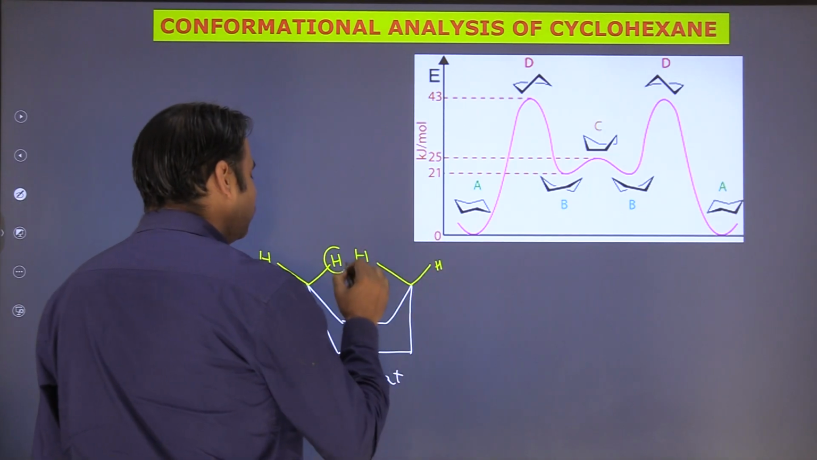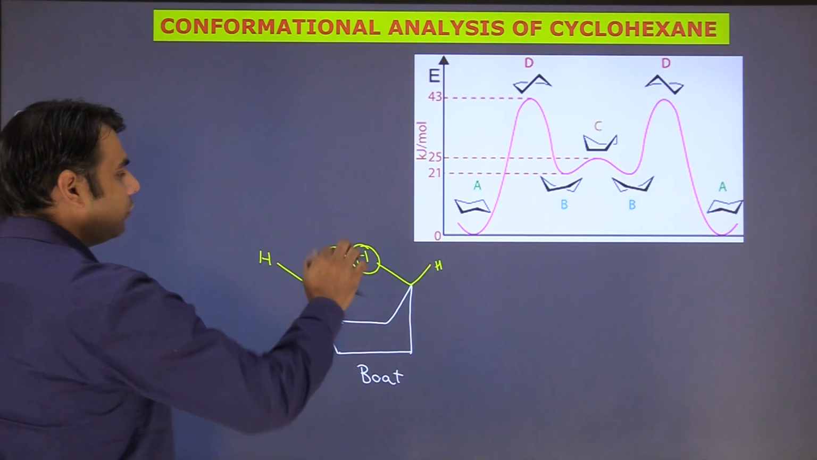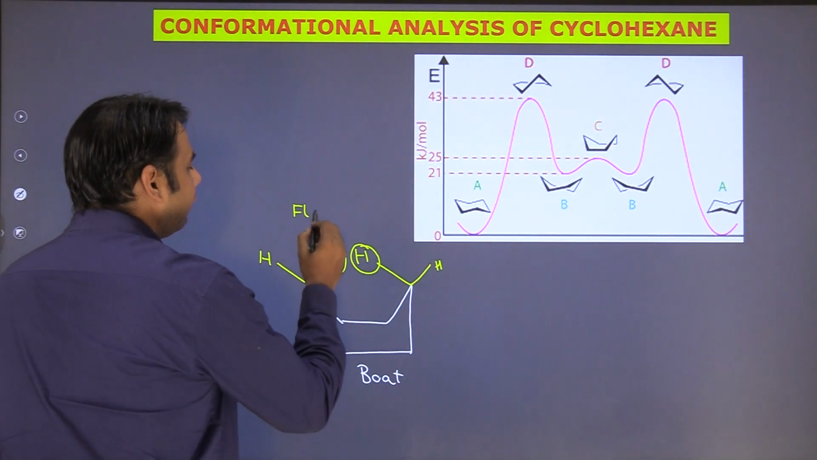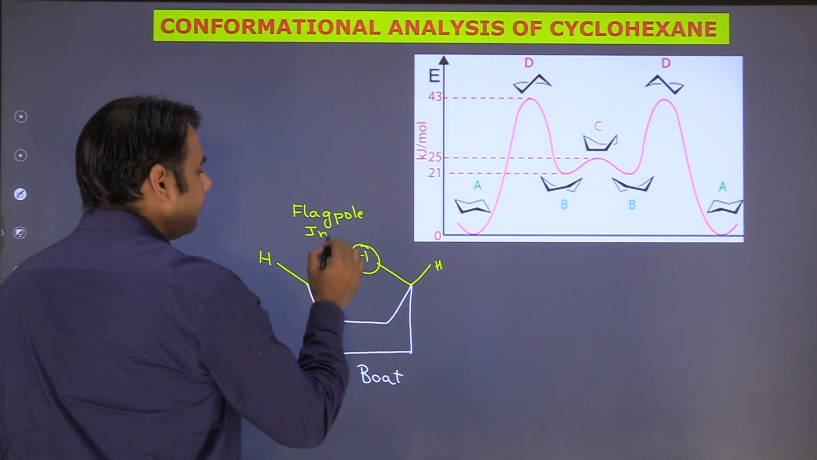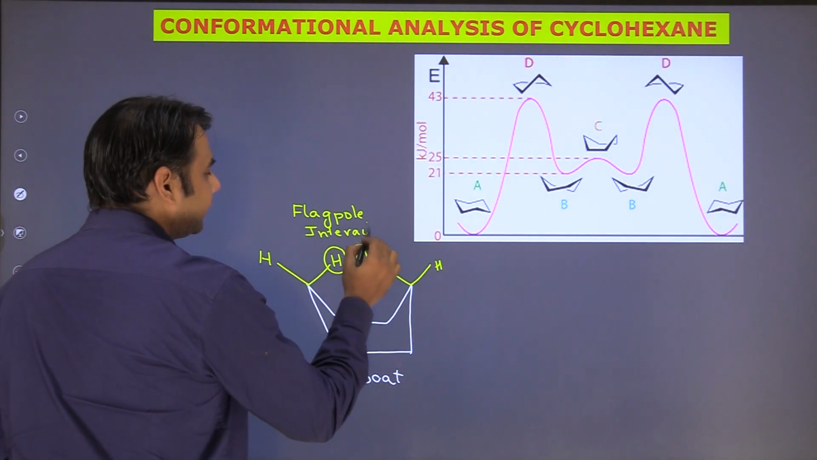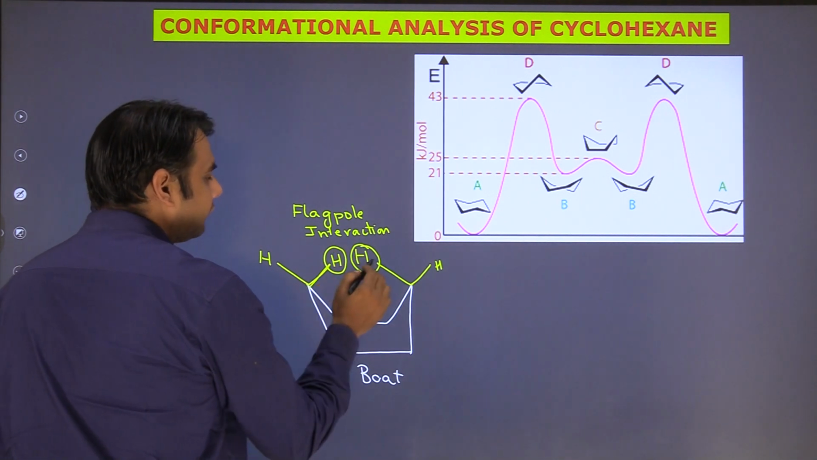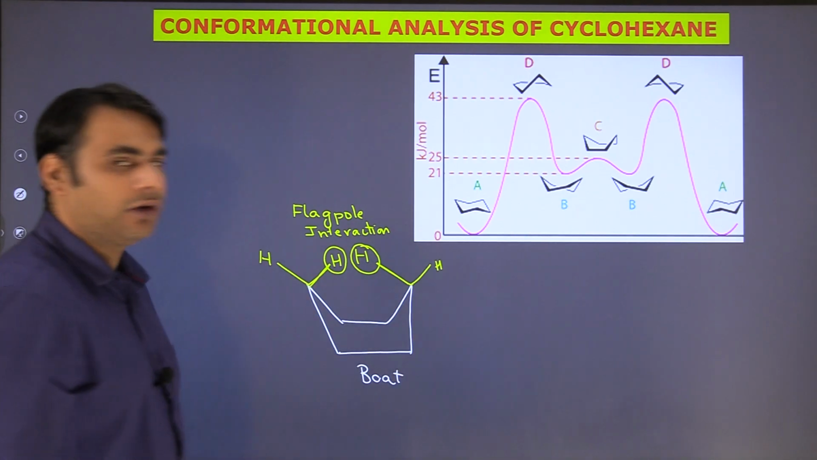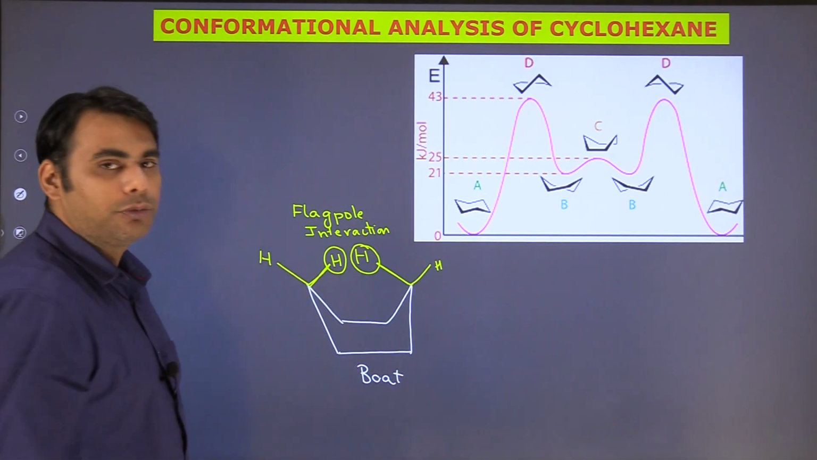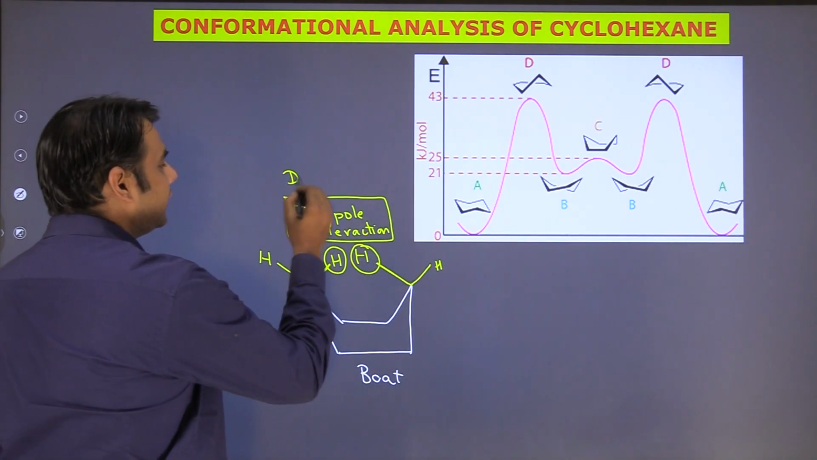First of all, there are two hydrogens that are very close to each other. Because these are very close to each other, there will be some flagpole interactions. If you consider a boat, this is the point where a flag is kept, so this is basically called the flagpole position. Because these two hydrogens are very close, on the flagpole positions, there is a flagpole interaction and basically the boat form is destabilized.